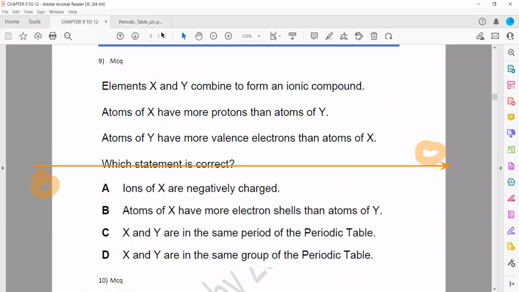And they cannot be in the same group. Why? Because one is a metal and one is a non-metal. That's why, with reference to that, B is the right answer.